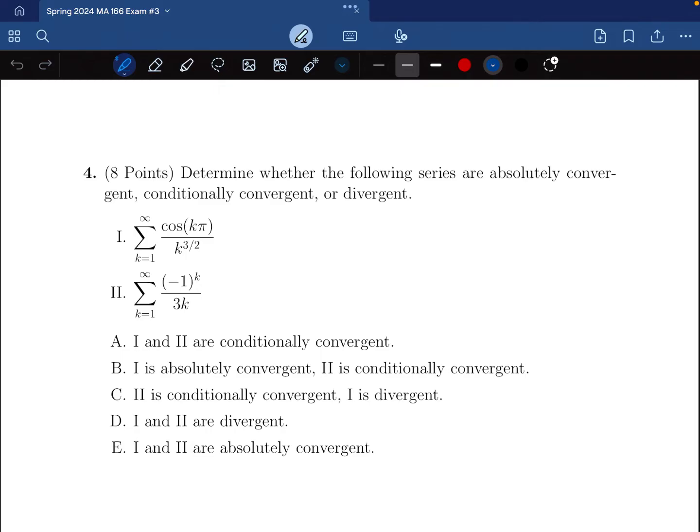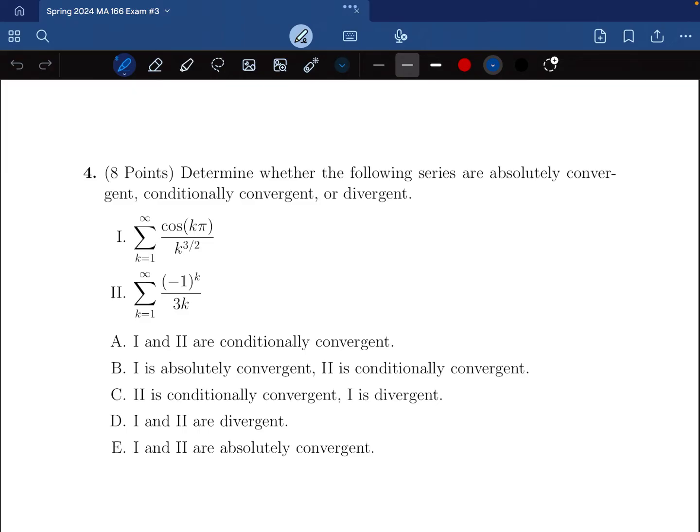Okay, question 4 asks, determine whether the following series are absolutely convergent, conditionally convergent, or divergent. And the two series are cosine of k times pi over k to the power of 3/2, and negative 1 to the power of k over 3 times k. Both are from k equals 1 to infinity. So first, let's go over what the difference between absolutely convergent, conditionally convergent, and divergent is. Divergent means that the sum of all terms in the series doesn't approach a finite value. So essentially, it approaches infinity or negative infinity.